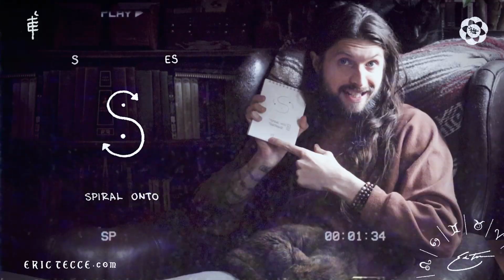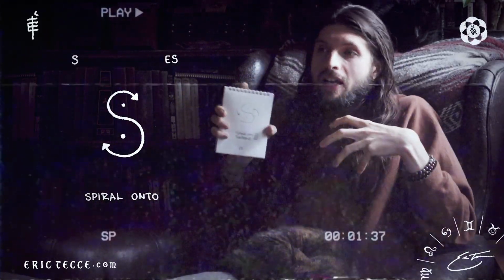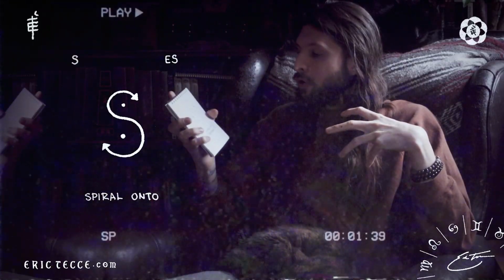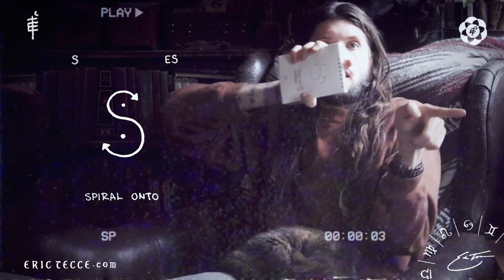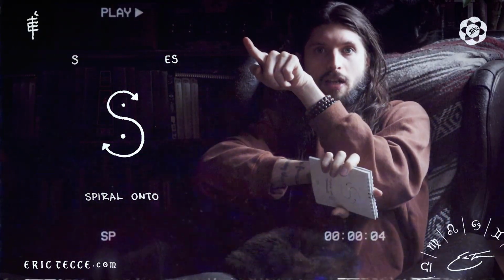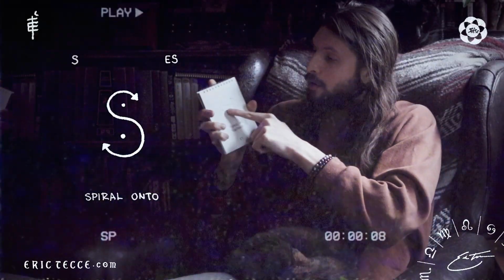Moving on to S, which is ES, energy into. So since this is energy into, it is a function. You can see it as an exchange, but I put spiral onto. It's the way it's exchanging this way. If you can imagine a yin-yang, that principle is the S.